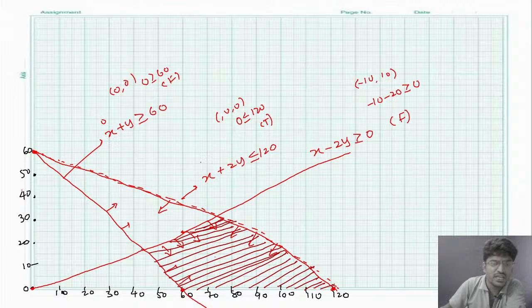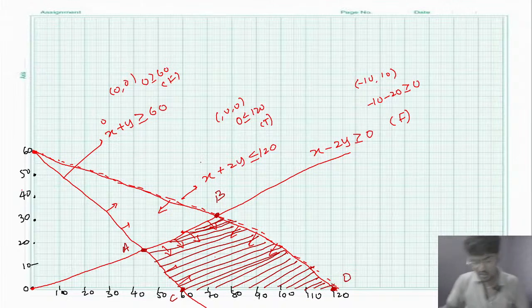You have to find point A and you have to find point B. Here this is point C and this is point D. Don't worry about point C and point D. They are going to give you directly the values. Now you have to find point A.